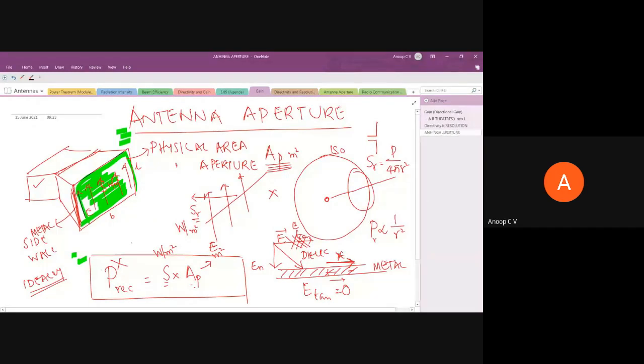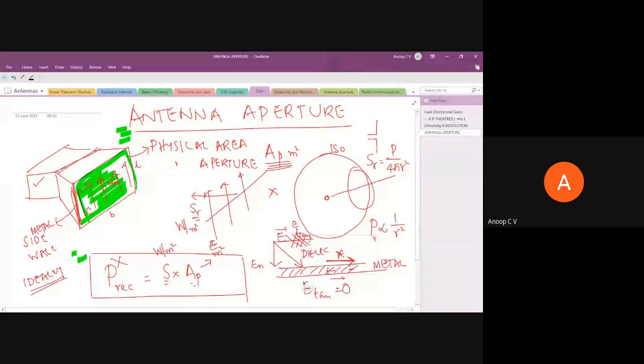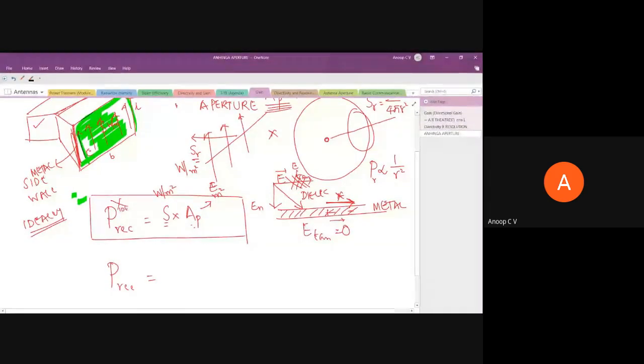Practically, even though we can tell that the total power is power density times physical area, practically this will be the actual area of an antenna. The total power received will be practical, while this one is ideal.